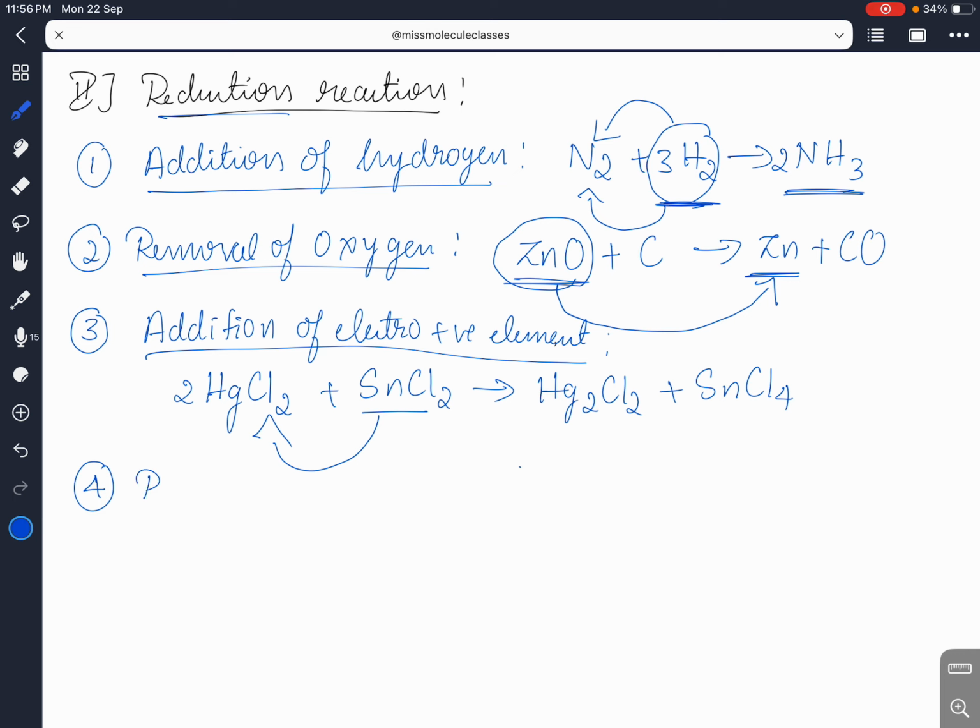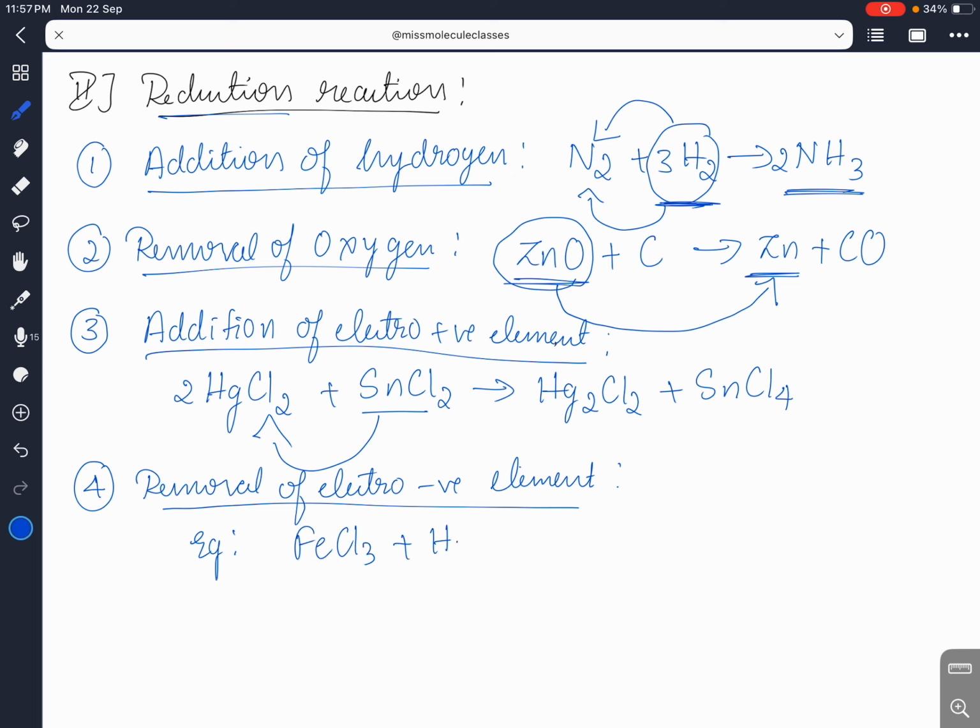Consider the fourth definition for reduction reaction: removal of, now it will be reverse, removal of electronegative element. Addition of electropositive means it should be removal of electronegative element. For example, we will take ferric chloride. When it reacts with hydrogen, it is going to form ferrous chloride plus HCl. Let me balance this reaction by 2 on both sides.